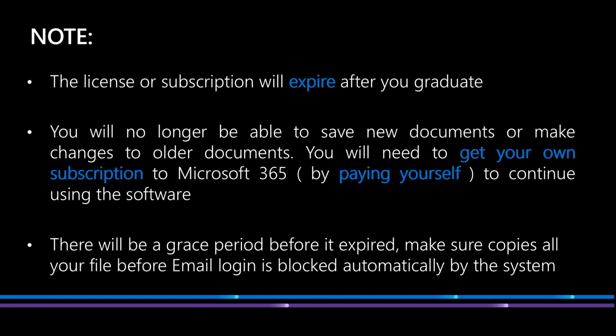The license or subscription will expire after you graduate. That means you will no longer be able to save new documents or make changes to older documents. You will need to get your own subscription to Microsoft Office 365 by paying yourself in order to continue using the software. But no worries, there will be a grace period before it expires. Just make sure you copy all your files before email login is blocked automatically by the system.